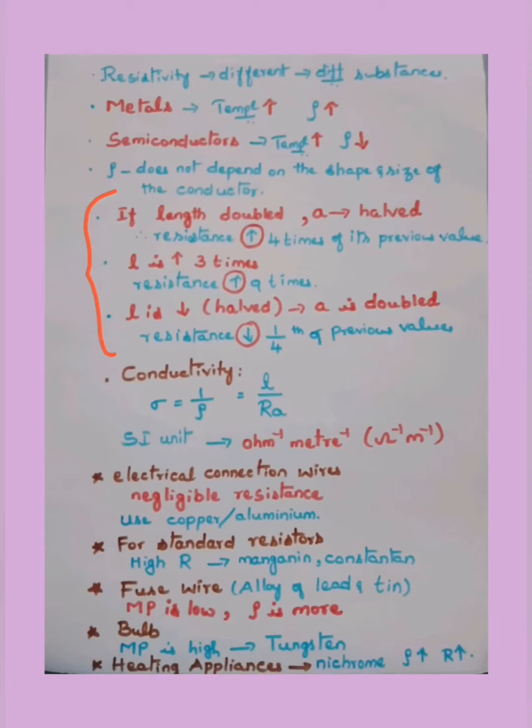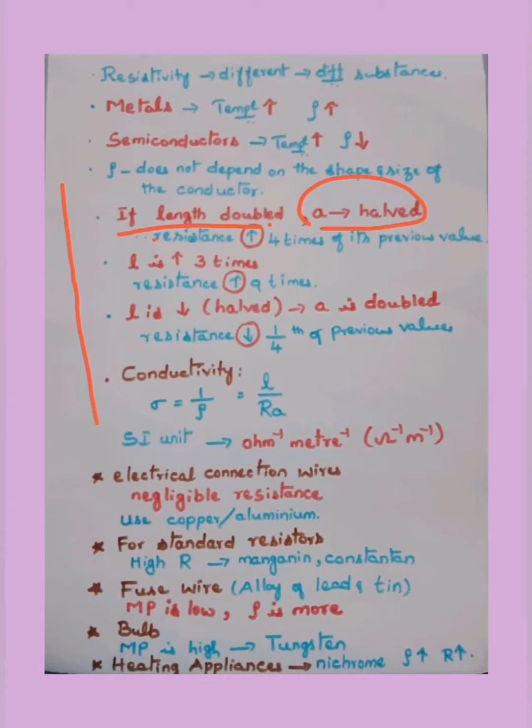If you take a particular conductor and the resistance is increased, how does it change? Does it depend on the length? Let's see that. If the length is doubled, you take a 1 meter wire and check the resistance, and then double the length. Instead of 1 meter, you take a 2 meter conductor. The length is doubled, the area will be halved.